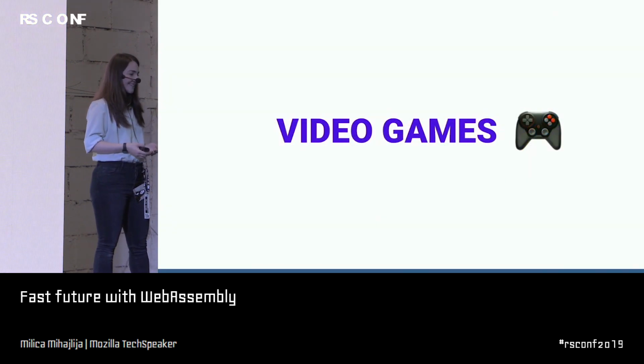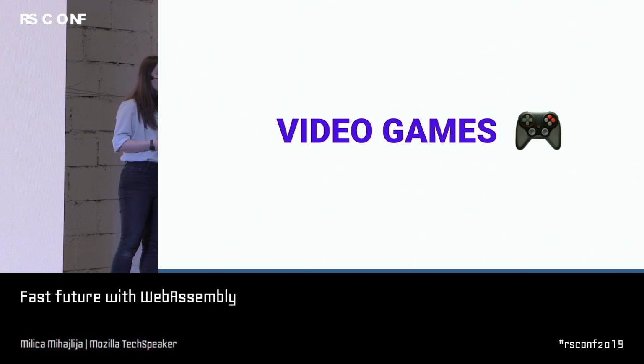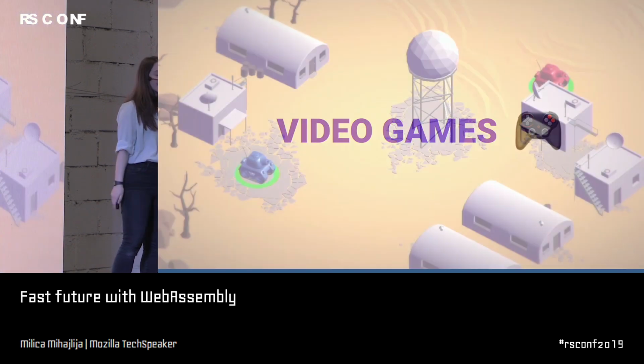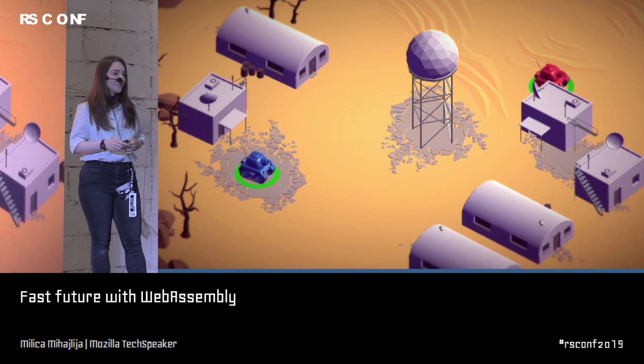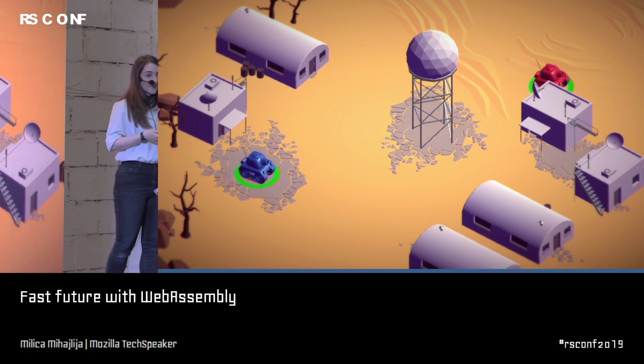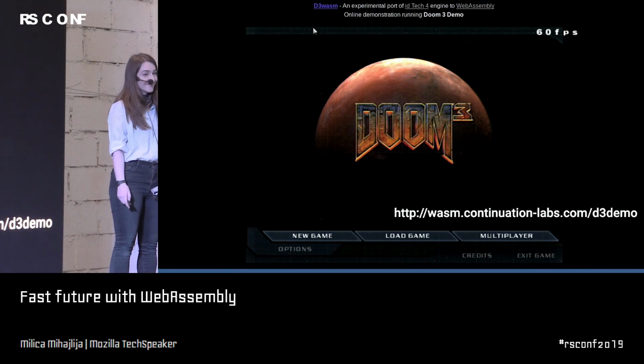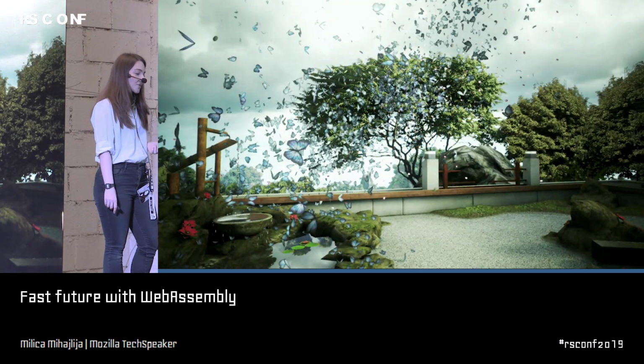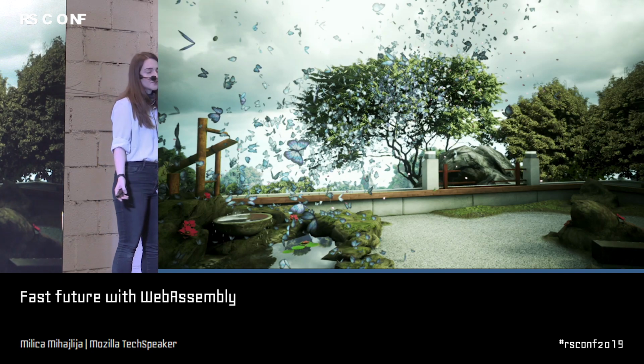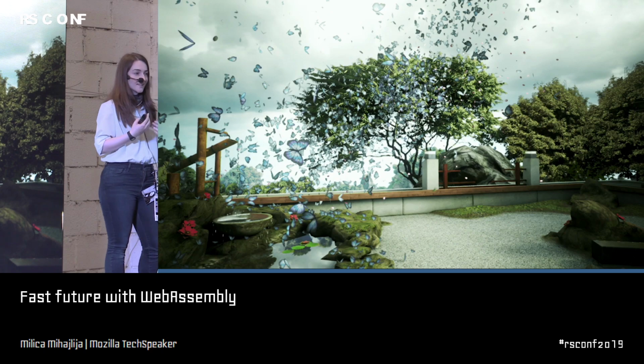And that's video games. Some of the very first WebAssembly demos were video games. In 2017, Unity published Tanks, which you could play in the browser. And then last year, someone ported Doom 3. And Unreal Engine, another gaming engine, also published a demo, which is the Japanese Zen Garden.